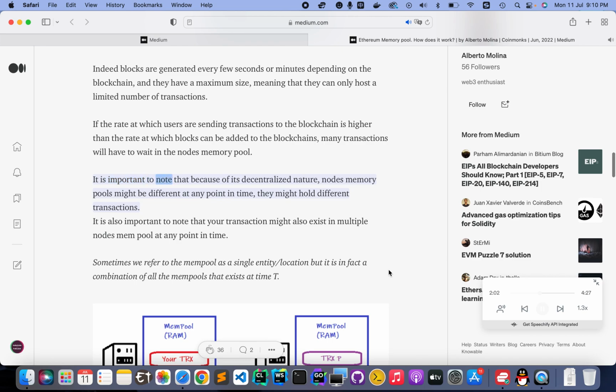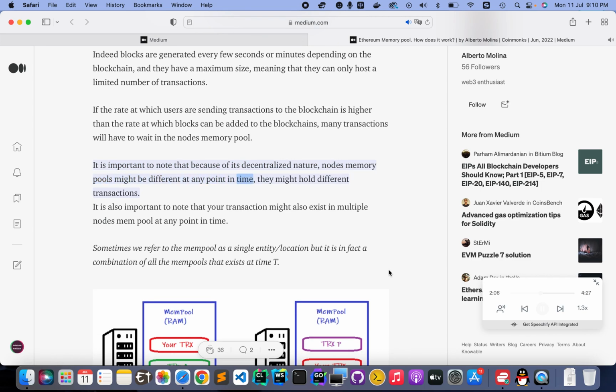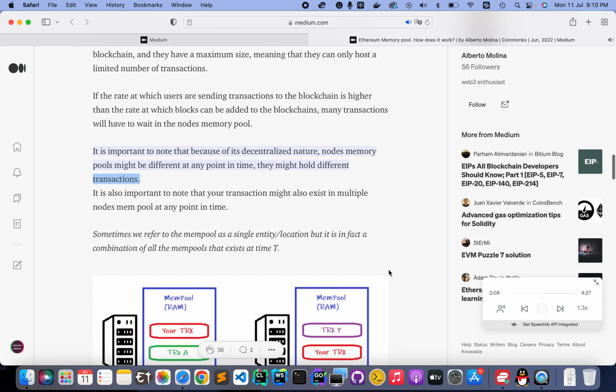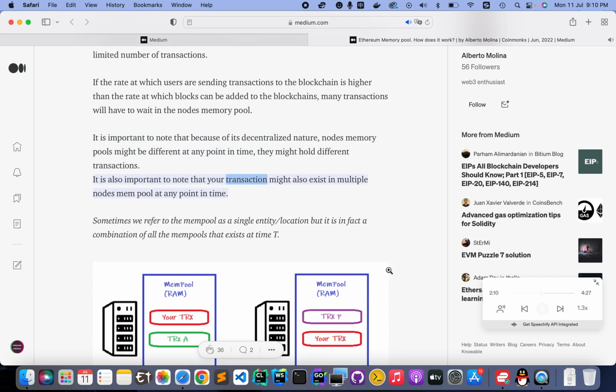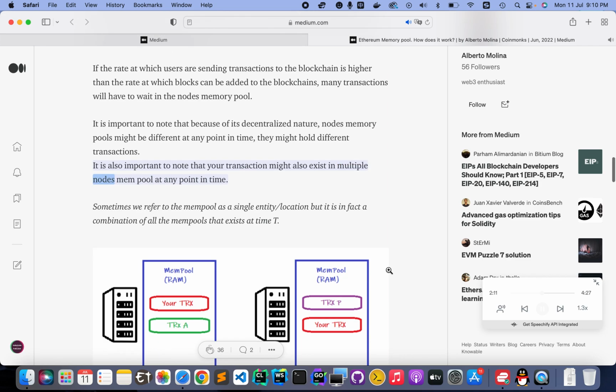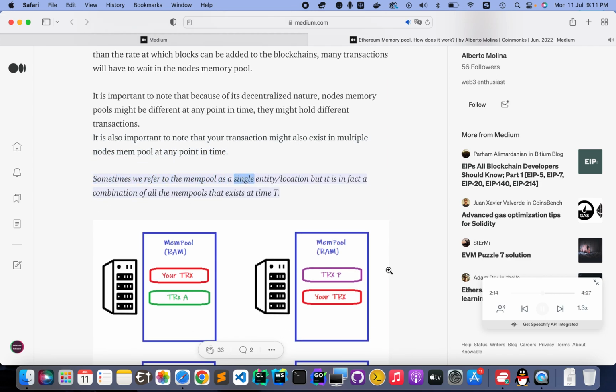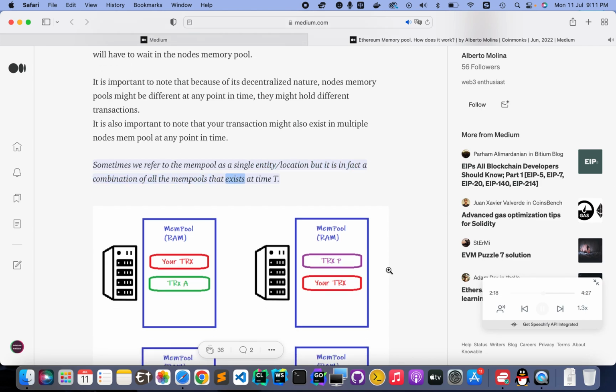It is important to note that because of its decentralized nature, nodes' memory pools might be different at any point in time. They might hold different transactions. It is also important to note that your transaction might also exist in multiple nodes' mempool at any point in time. Sometimes we refer to the mempool as a single entity/location, but it is in fact a combination of all the mempools that exist at time t.